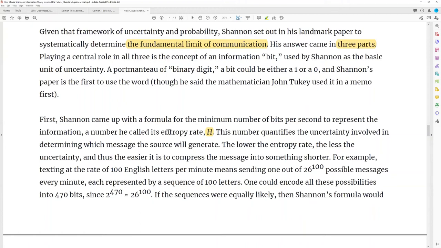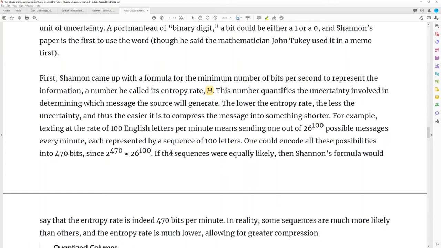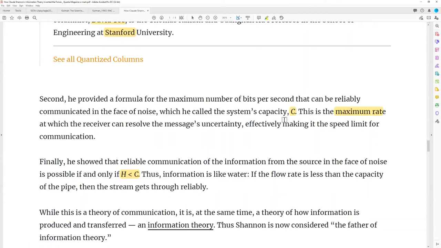So the first concept is the entropy rate, the rate of the information, what you need to transmit, and how you break it up into bits. And second, that's a Stanford professor. Second concept is channel capacity, or system capacity. So there's the rate of information, but there's also a limit of the capacity. And the third one is that the rate of information has to be under your channel capacity. Otherwise, the information wouldn't be able to pass through. Right? Makes sense? But he established this from the get-go. And that's how he established information theory.